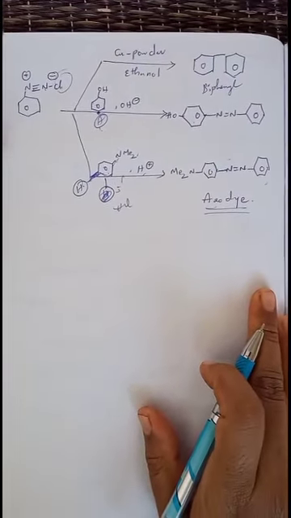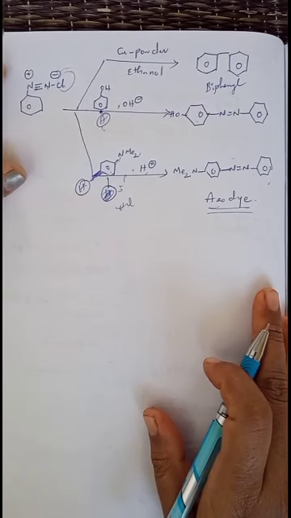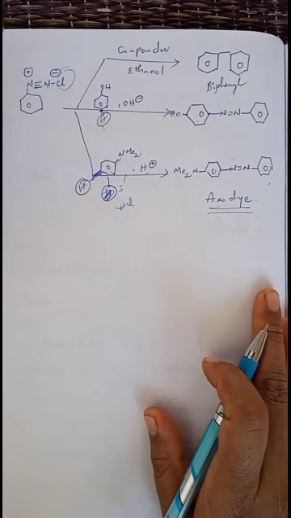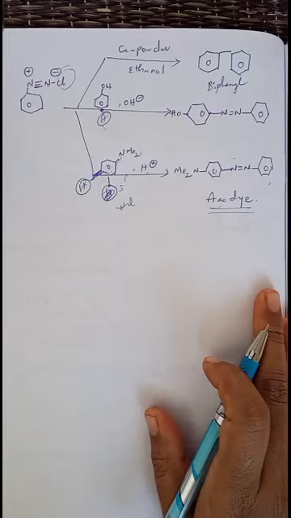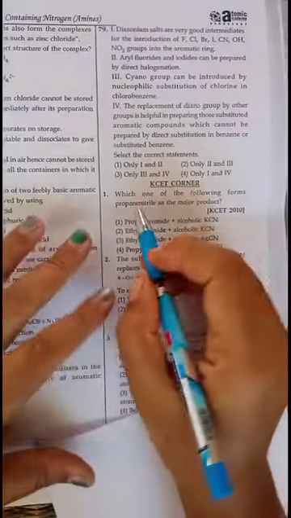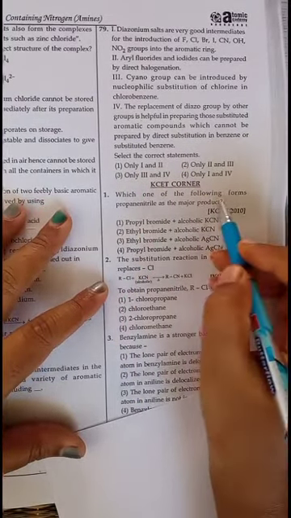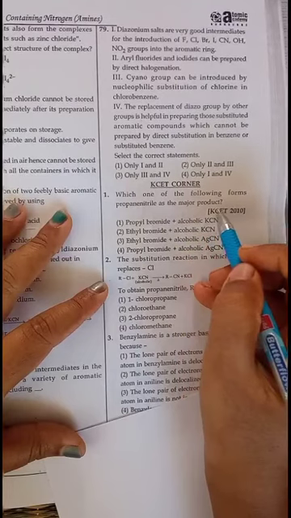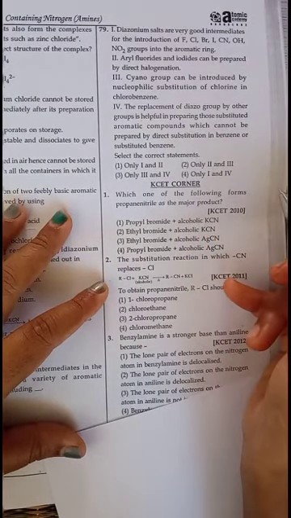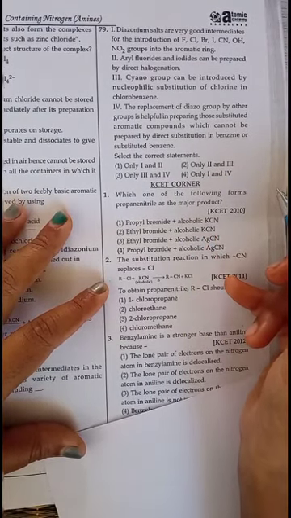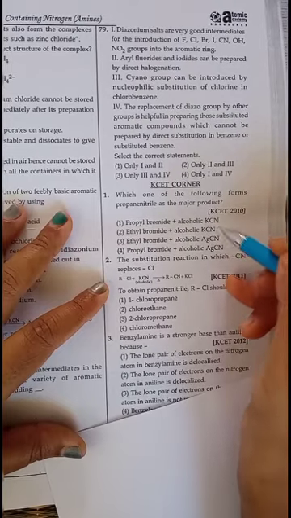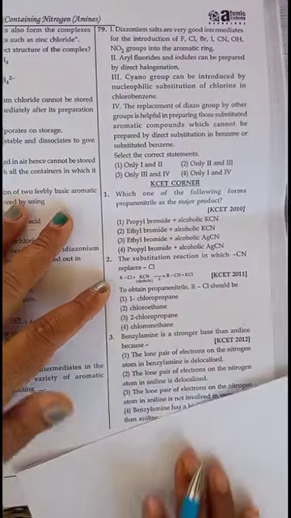So this is about the synopsis related to the different types of chemical reactions and properties in the amines chapter. Now we will discuss a few bits related to this amines chapter. See the first question in your KSET corner. Which one of the following forms propane nitrile as the major product? Propane nitrile is one of the cyanide compounds. So which one of the following reactions can form such a propane nitrile?